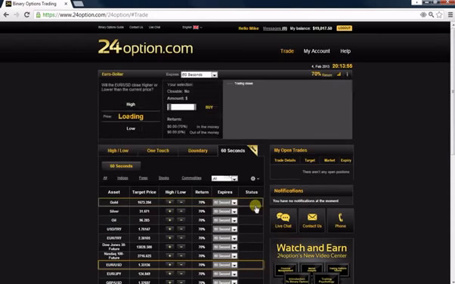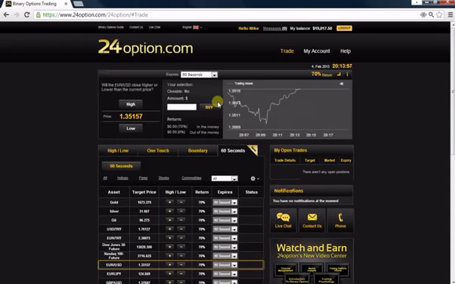We're going to go here to the Euro US dollar. We're going to click it and take a look at what's been going on for the last few minutes. It's gone down, it's gone up here. So we're going to go with low.